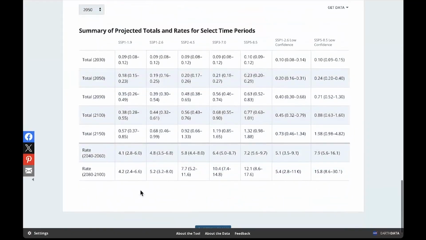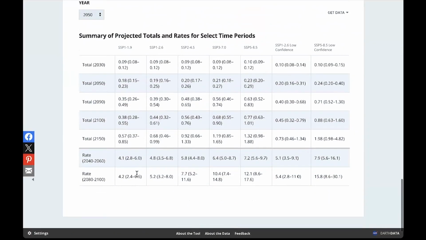And this plot down here is similar, but instead of looking at sea level, it is looking at the rates of sea level change. So this is the rate for 2040 to 2060, so a 4.1 millimeter per year median rate. Here 2080 to 2100, 4.2 millimeters per year. And it's also showing you the totals for a set of different time points: 2030, 2050, 2090, 2100, and 2150.